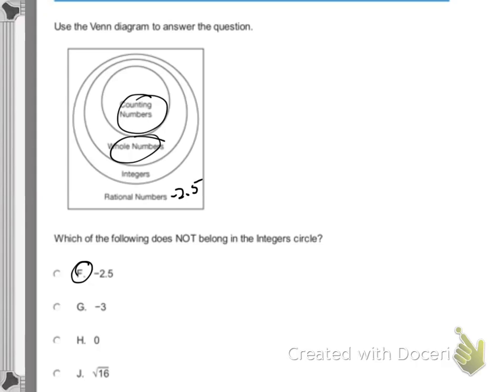Now, if you're talking about the square root of 16, that's just 4. All right, so that's 4 times 4 is 16. If you didn't know that, you really should have known that you can't have decimals and fractions in the integers. So that's why the answer is F. It doesn't belong.